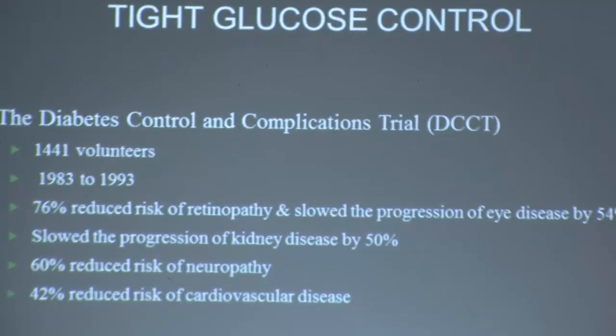of retinopathy, and it slowed the progression of eye disease by 54%. It also slowed the progression of kidney disease by 50% and reduced the risk of neuropathy by 60%. And it also reduced the risk of cardiovascular disease by 42%. As you can see, these are significant reductions. So tight glucose control for diabetics is a very important issue that should be addressed.